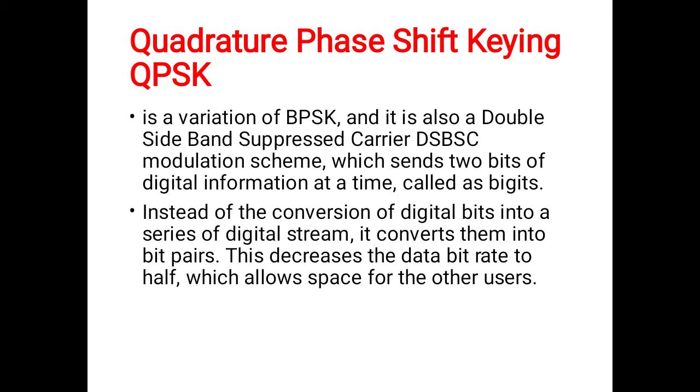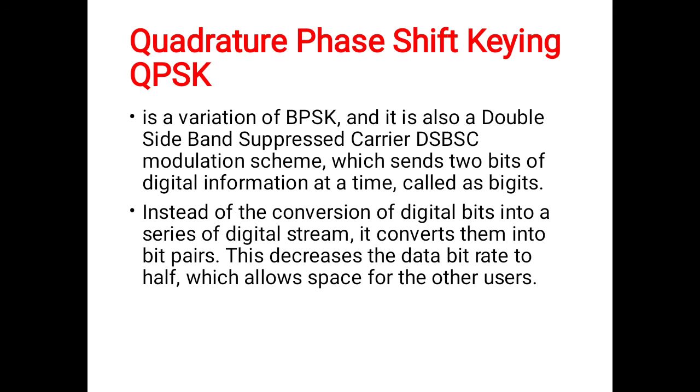Now QPSK is a variation of BPSK and it is also called double sideband suppressed carrier. I think this is the full form of DSBSC. In this modulation scheme, it sends 2 bits of digital information at a time. The information is called dibits. This is not digits, it is dibits. Instead of converting digital bytes into a serial digital stream, it converts them into bits.